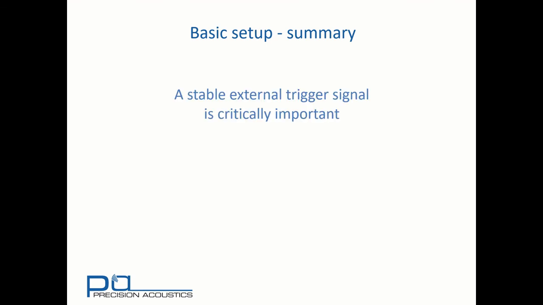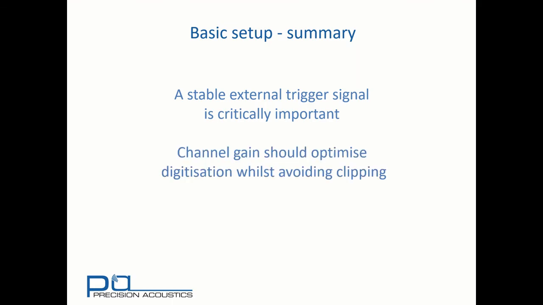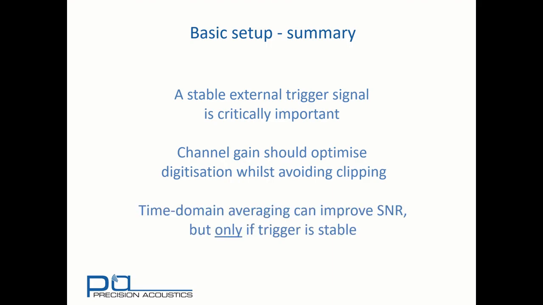So, what we've learned in this tutorial is that a stable external trigger signal is critically important. Channel gain should optimize digitisation whilst avoiding clipping. And time domain averaging can significantly improve signal-to-noise ratio, but only if the trigger is stable.